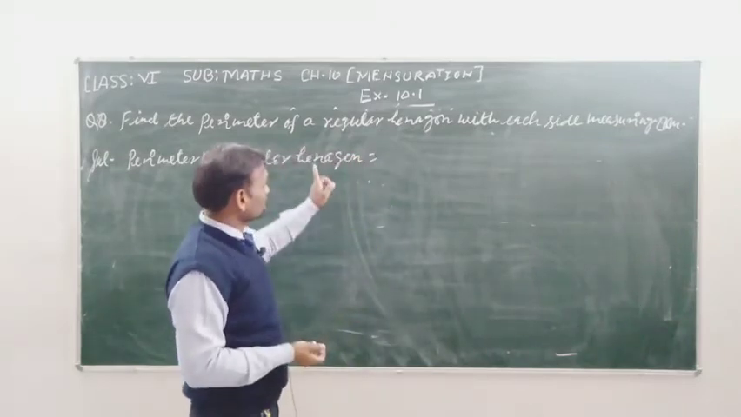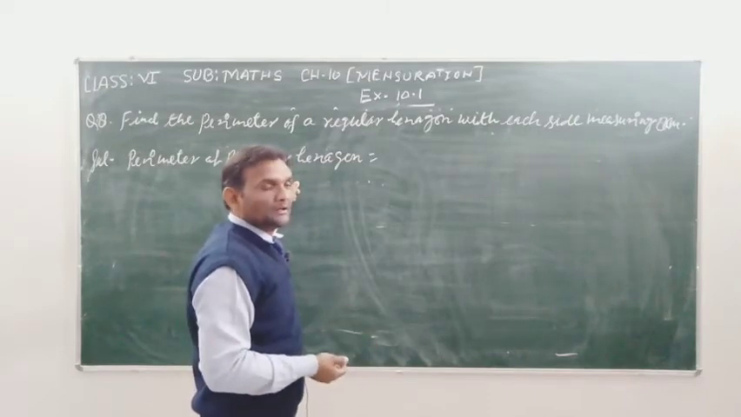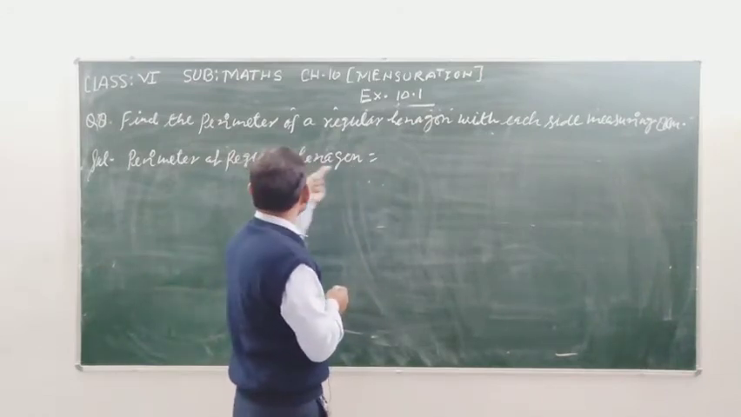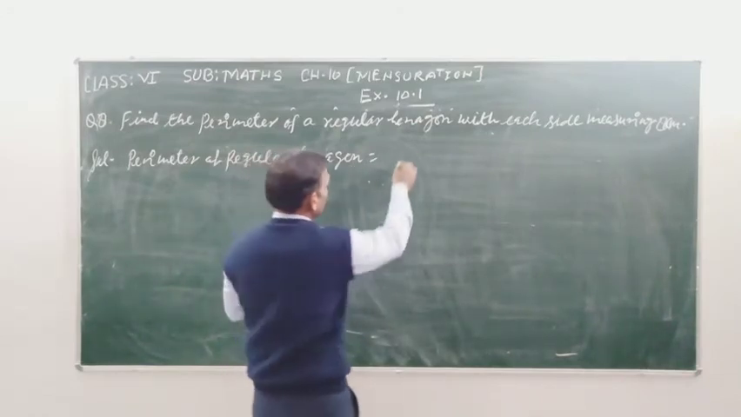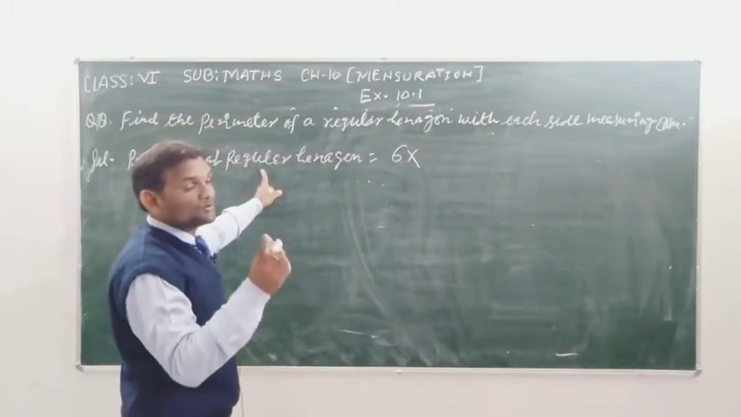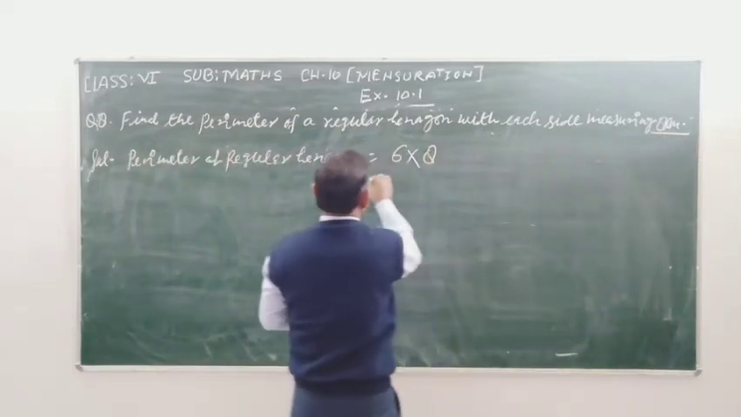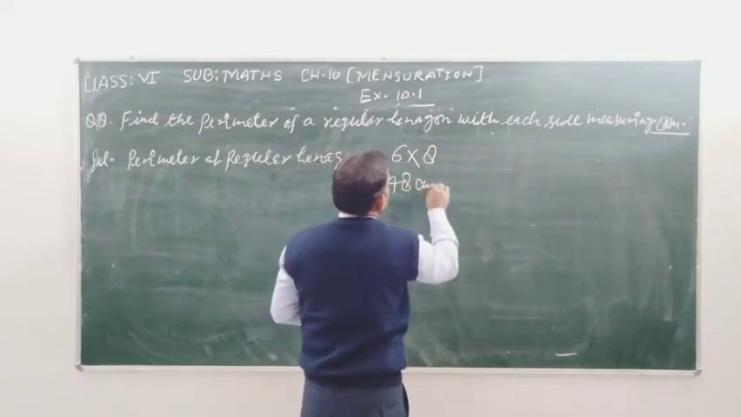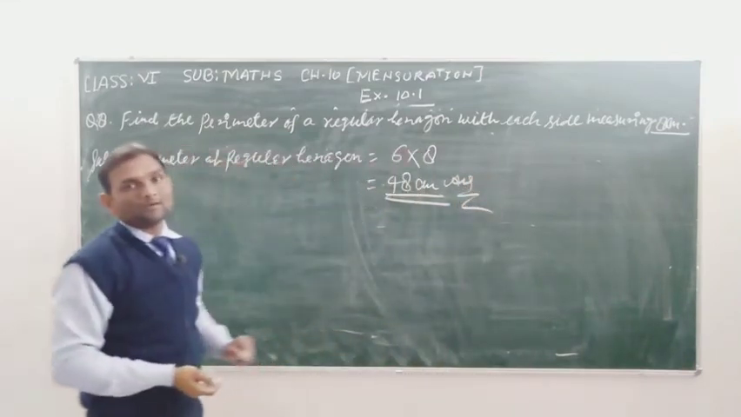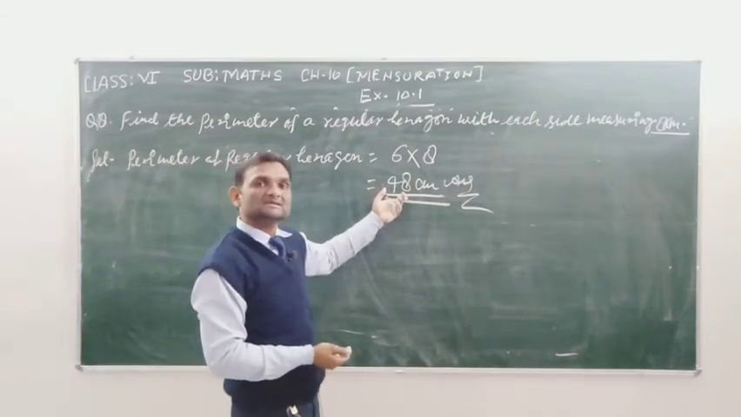I have told you the formula for finding the perimeter of a regular figure, hexagon, pentagon, octagon, any. So number of sides, hexagon has 6 sides, into length of one side. Length of one side is given, student, 8 centimeter. 6 into 8 is 48 centimeter. This is my answer. The perimeter of the regular hexagon will be 48 centimeter.